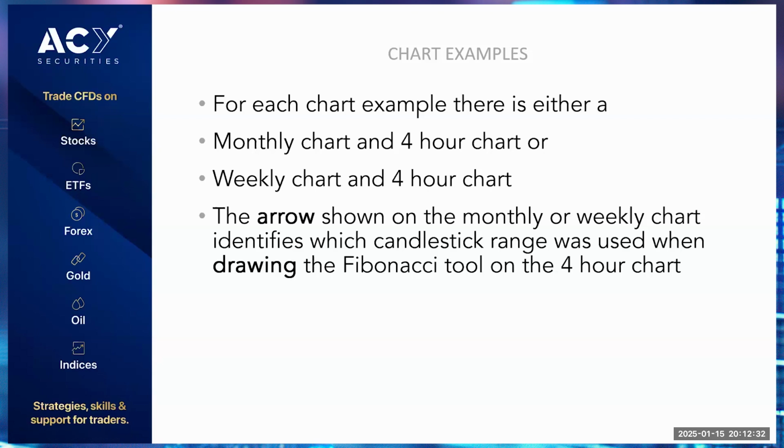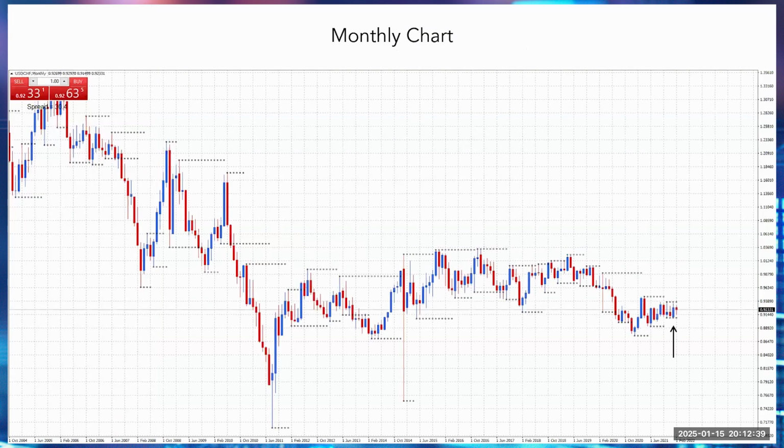Now on each chart, the arrow shown on the monthly or weekly chart identifies which candlestick range was used when drawing the Fibonacci tool on the 4-hour chart, okay? All right, so here we have a monthly chart, and in all these examples, the arrow will be pointing not at the last candle, but the second to last candle, because that's the previous month, and the last is the current month forming as I was taking the snapshots, okay? So the range is always the preceding candle here.